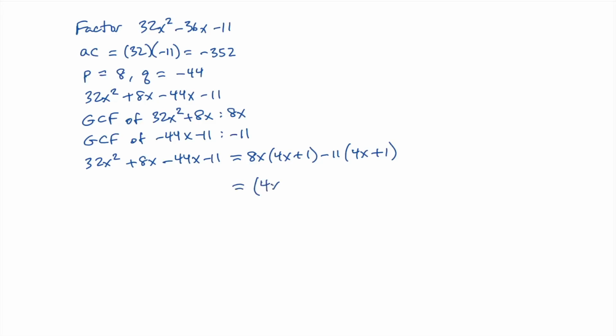All right, factor out the 4x plus 1 from each term. First term has an 8x, second term has an 11. And there is another piece done.